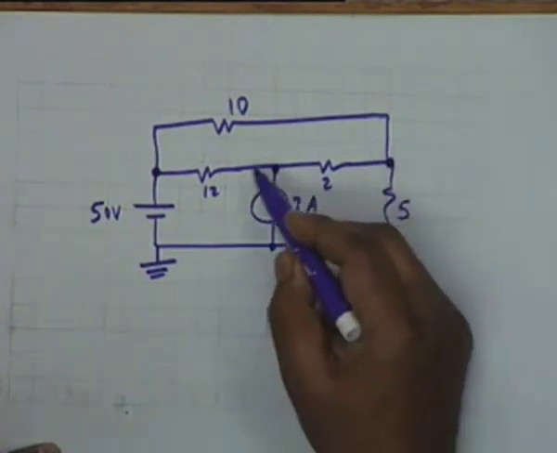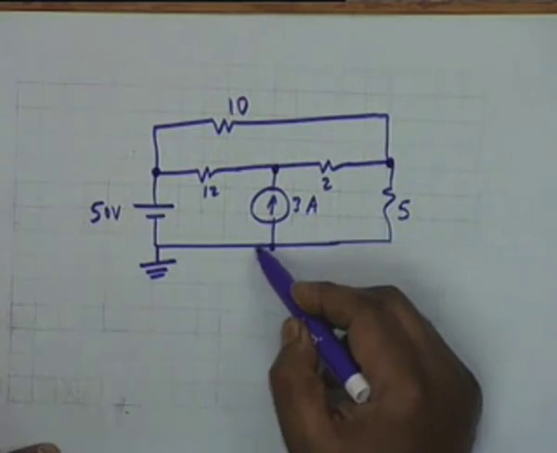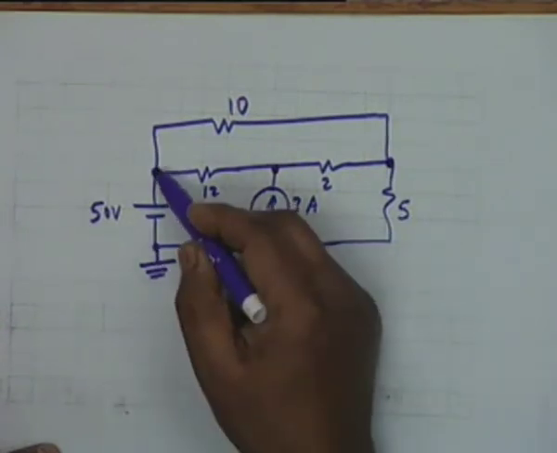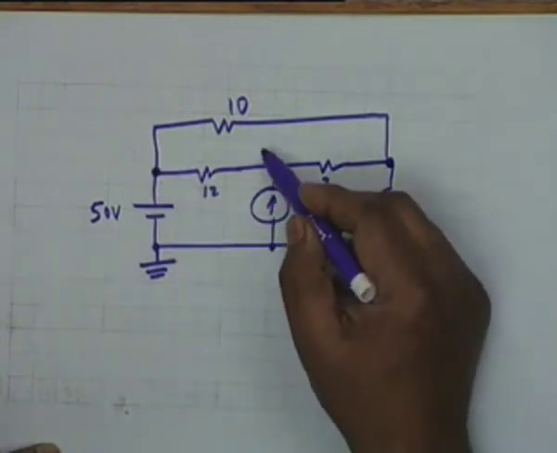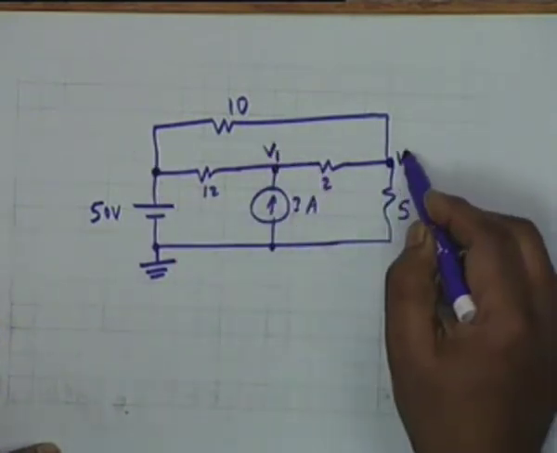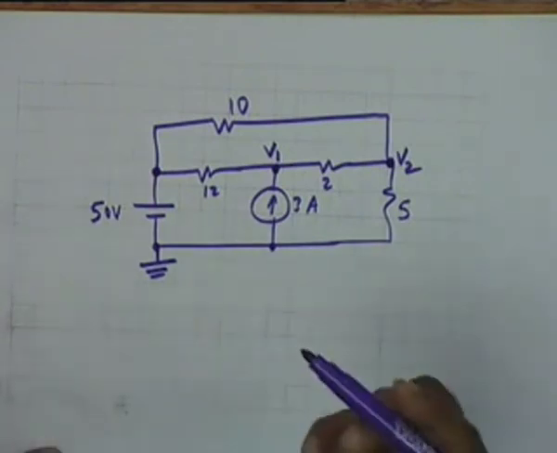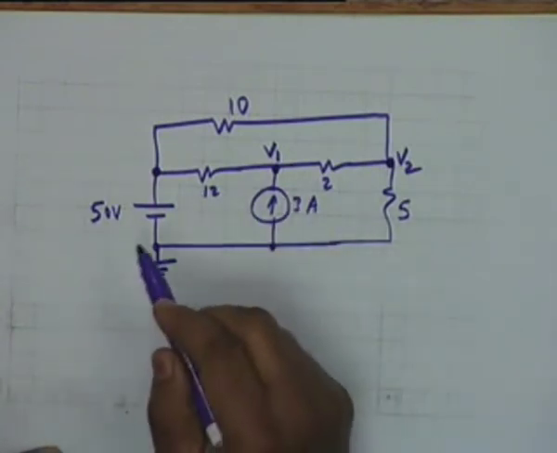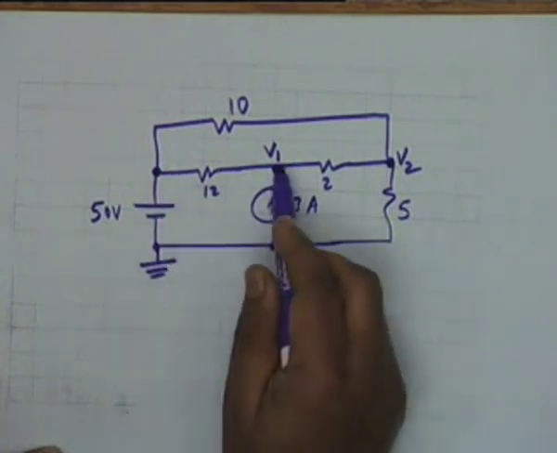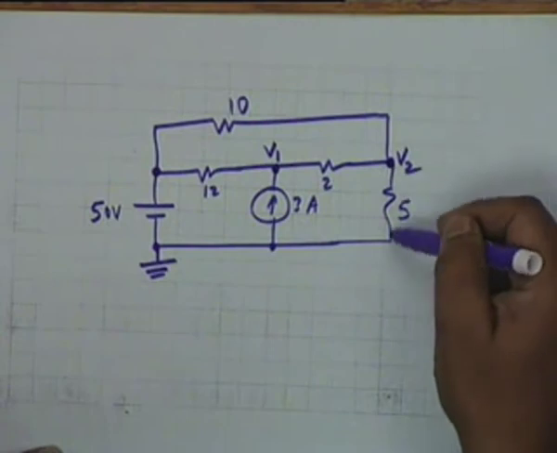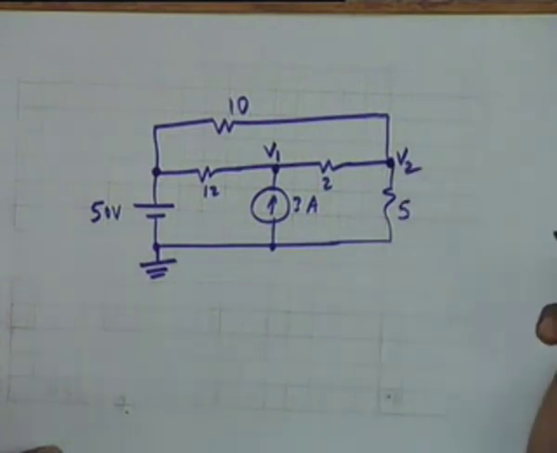These are 1, 2, 3, 4 nodes, of which 2 of them are known. This node is 0 voltage, this node is 50 volts. This node we do not know, let us call it V1. This node we do not know, let us call it V2. If I know V1 and V2, obviously everything else in the circuit shall be known. For example, the current in 12 ohms shall be 50 minus V1 divided by 12, or the current in 5 ohms shall be simply V2 divided by 5.